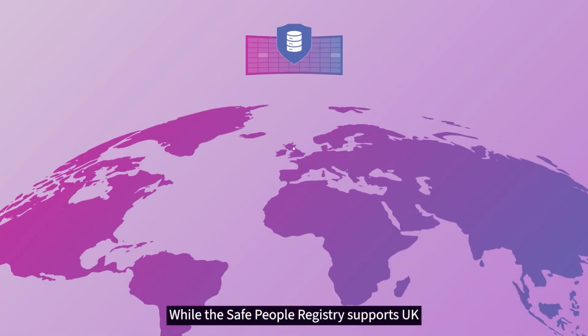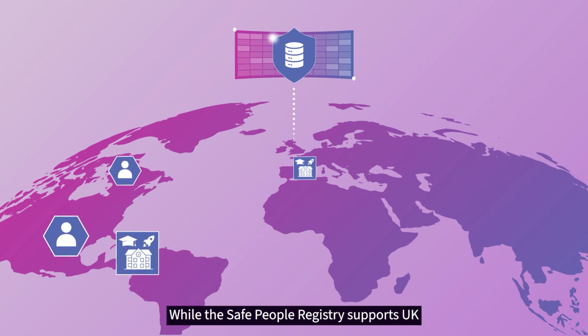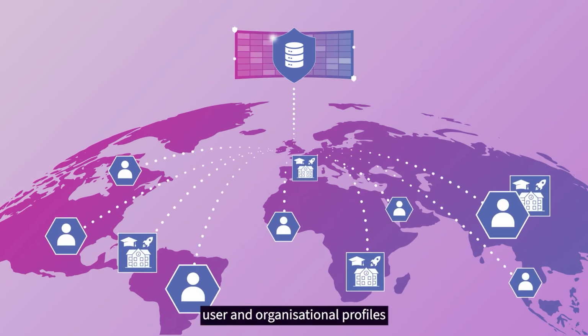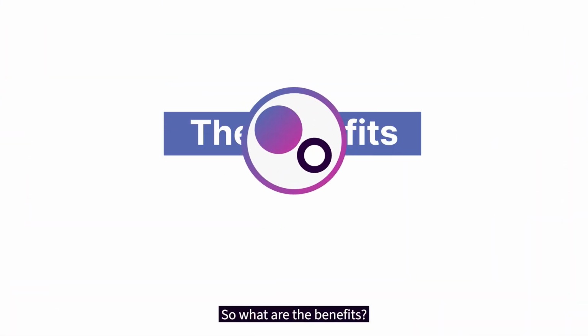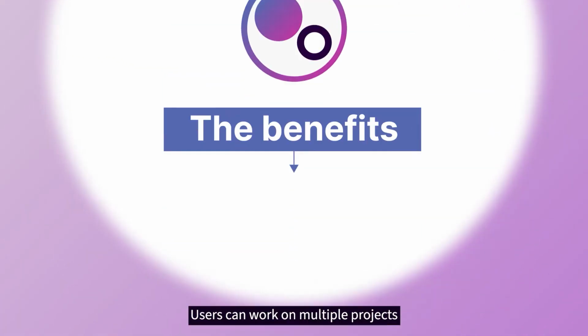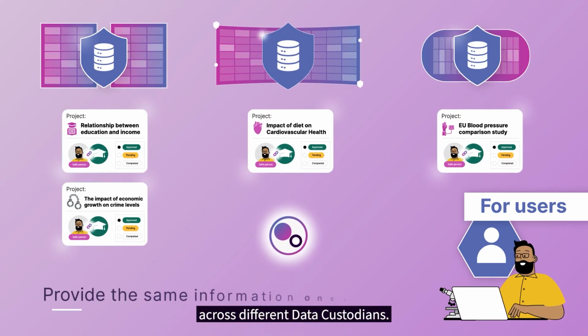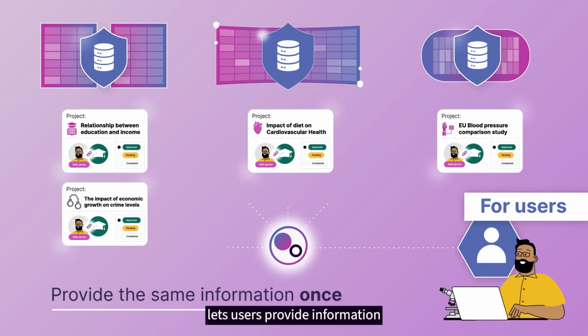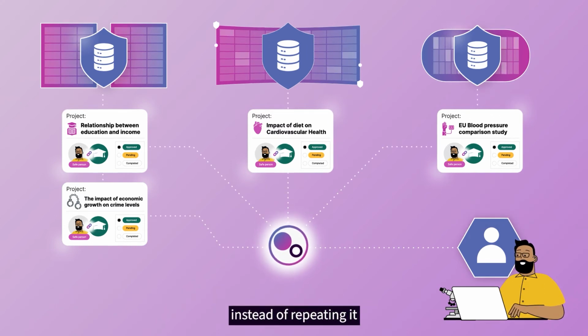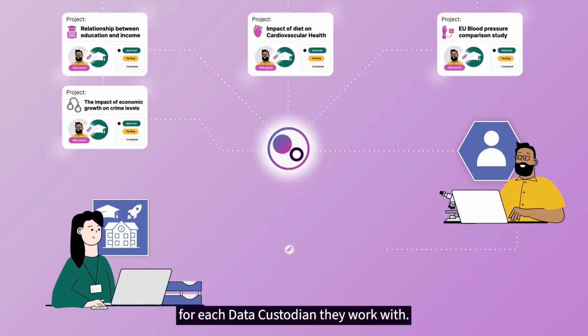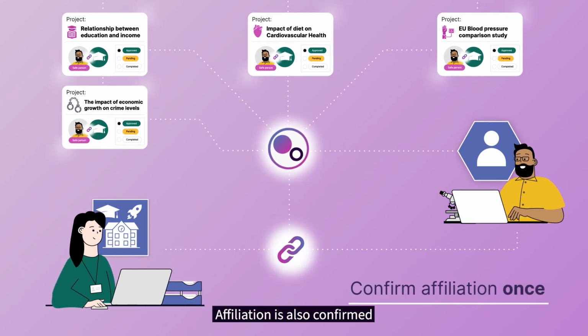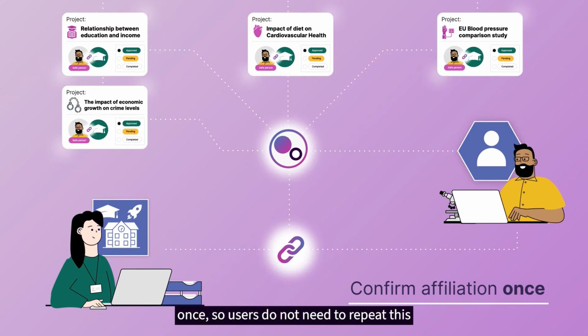While the Safe People Registry supports UK data custodians, user and organisational profiles can be global. So what are the benefits? Users can work on multiple projects across different data custodians. The Safe People Registry lets users provide information once in a consistent format, instead of repeating it for each data custodian they work with. Affiliation is also confirmed once, so users do not need to repeat the step with their organisation for every project they are involved with.